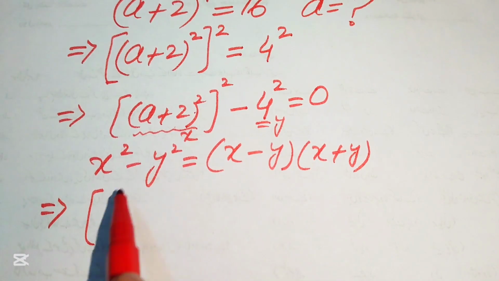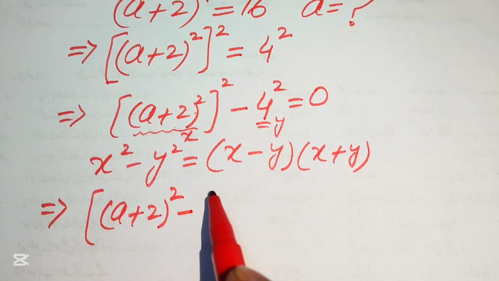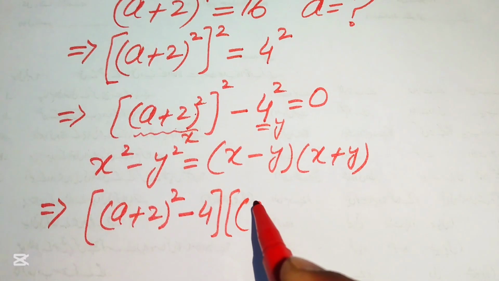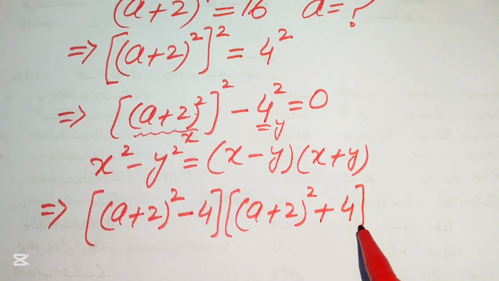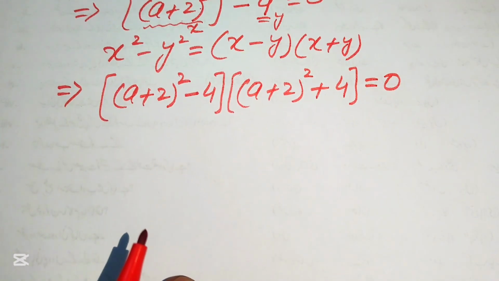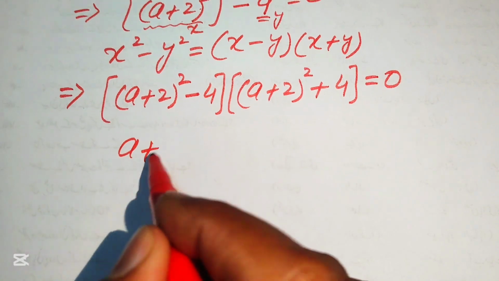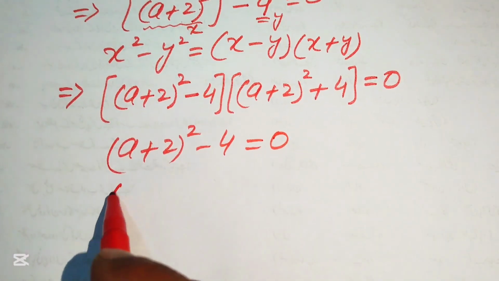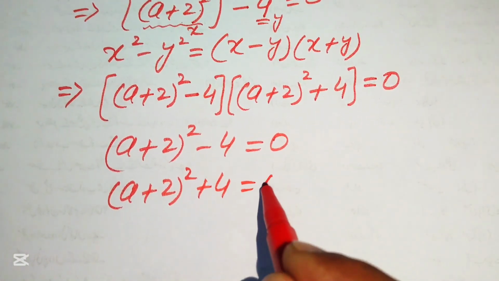So first we have x minus y. The value of x is (a + 2) squared minus the value of y, which is 4, times again the value of x, (a + 2) squared, plus the value of y, which is 4, and this equals 0. Further, in the next step we convert this into two cases. Our first case is (a + 2) squared minus 4 equals 0, and the second case is (a + 2) squared plus 4 equals 0.